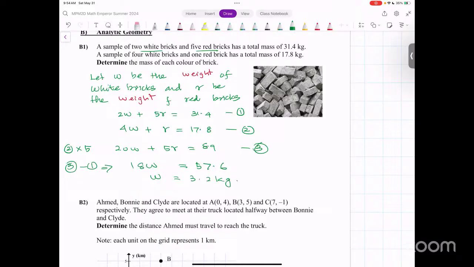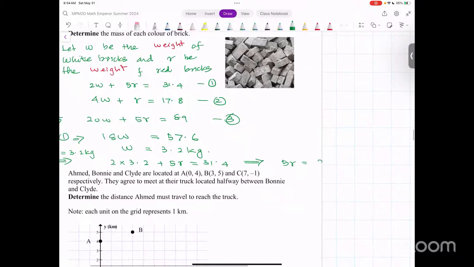So from equation number 1, we're going to put W equal to 3.2 kilograms. 2 times 3.2 plus 5 times R equals 31.4. So 5R is 31.4 minus 6.4. R is 31.4 minus 6.4 divided by 5. Kritik, are you following the math? Yeah, I'm following. Which is going to be 5 kilograms.